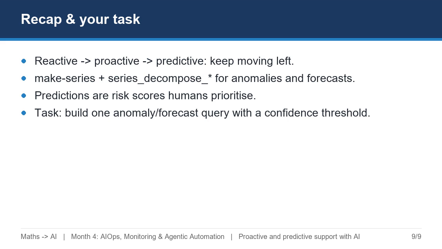Your task: choose one leading indicator in your fleet, write a make series query over 14 to 30 days, and apply anomaly detection or forecasting. Define the confidence threshold and corroborating signal you'd require before raising a proactive ticket, and state which action it would recommend and why it still passes the approval gate. Next lesson is the capstone, you design the whole solution.